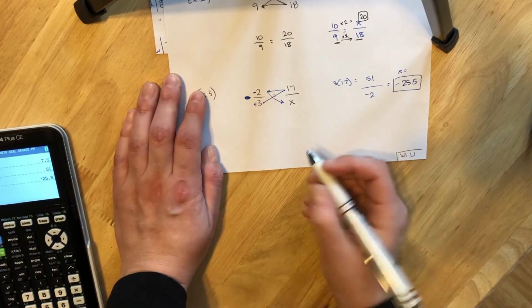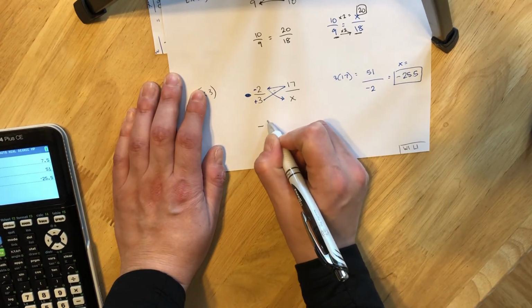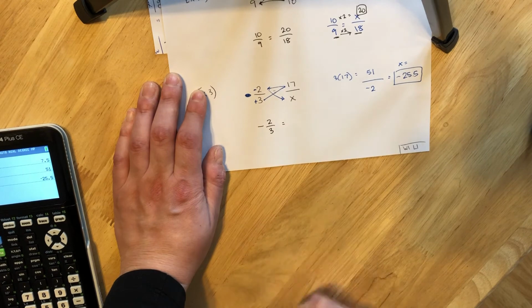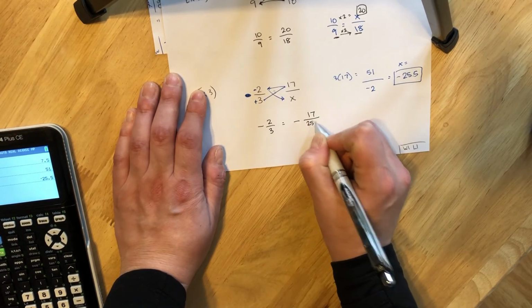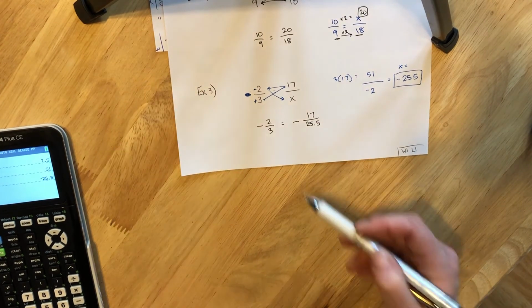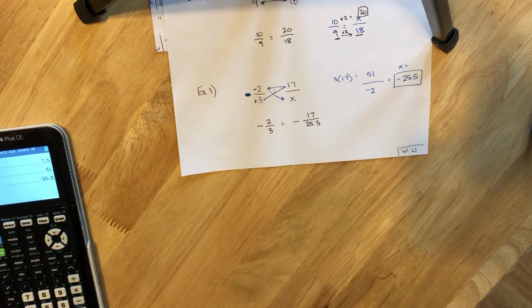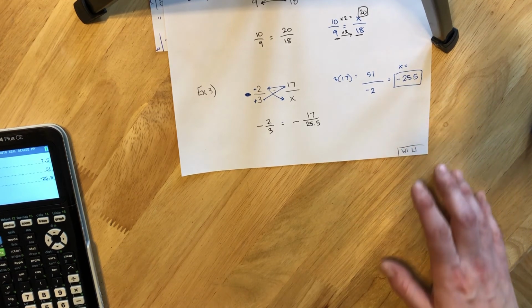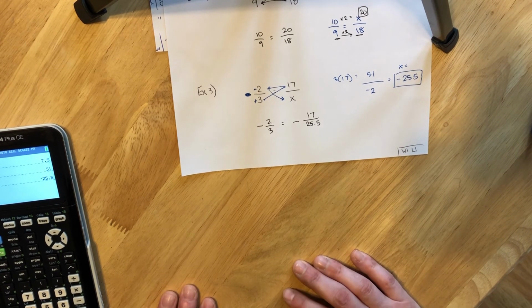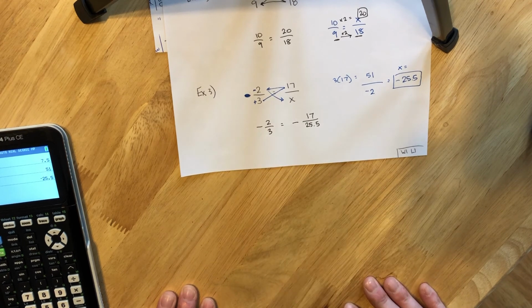So what this is telling us is that the ratio negative 2/3, wherever the negative is, is equal to the ratio of negative 17 over 25.5. So there's only one negative in both places, and it turned out that the x value had to be negative to make sure it was equal to the starting ratio.